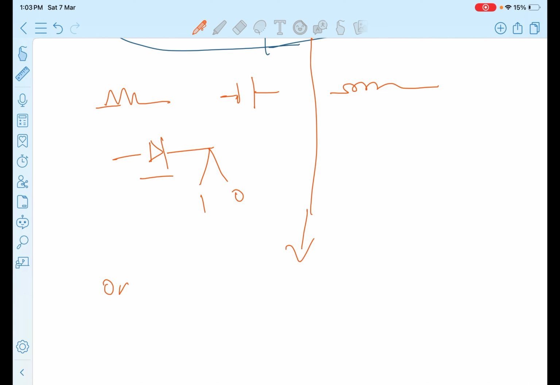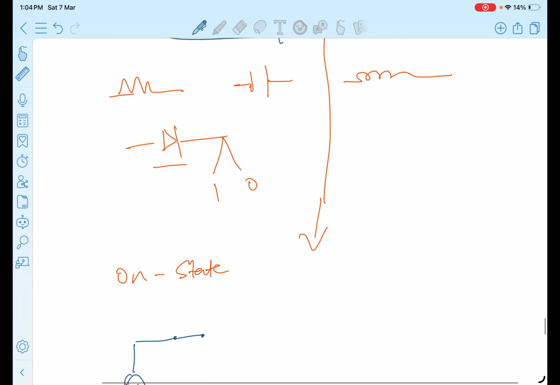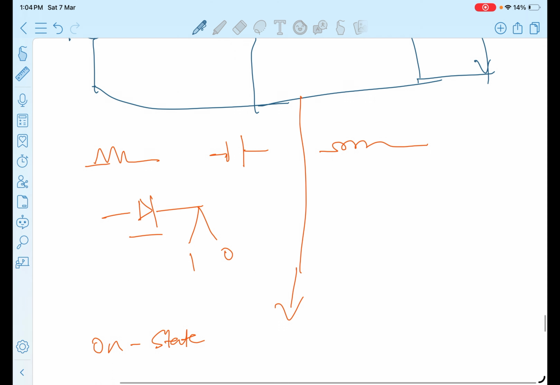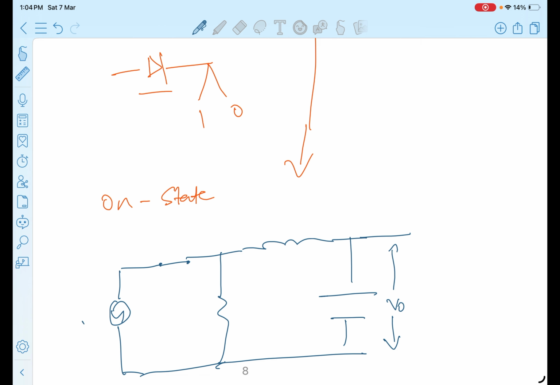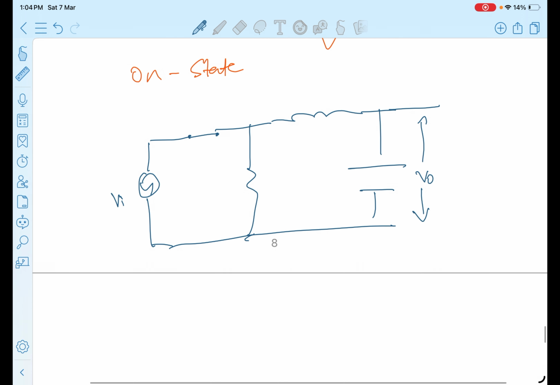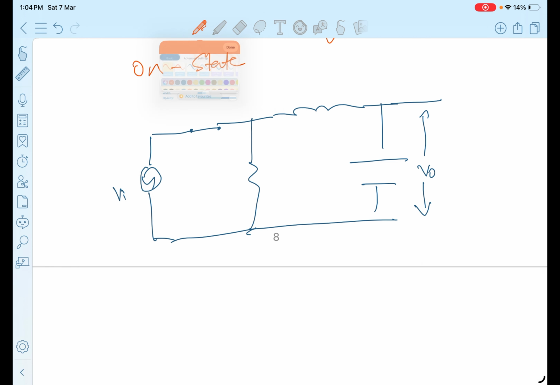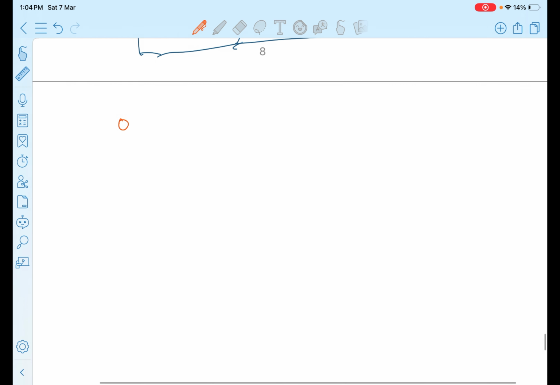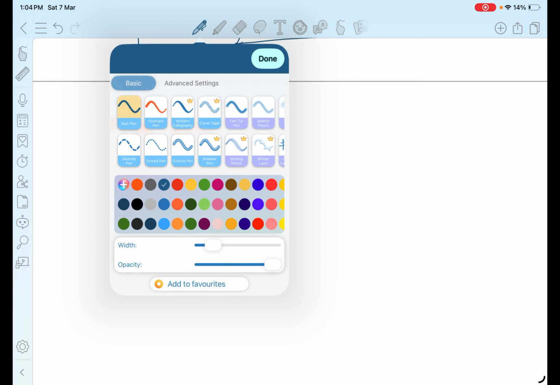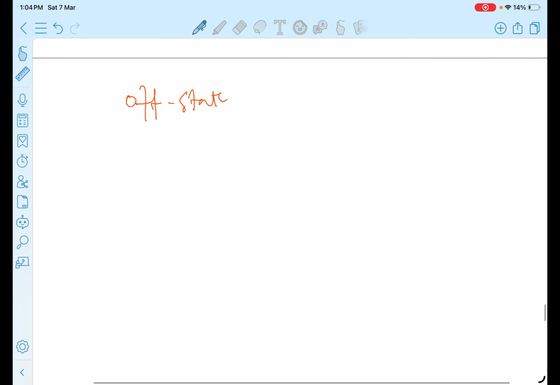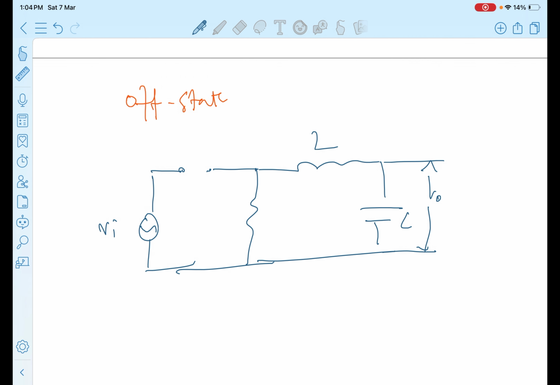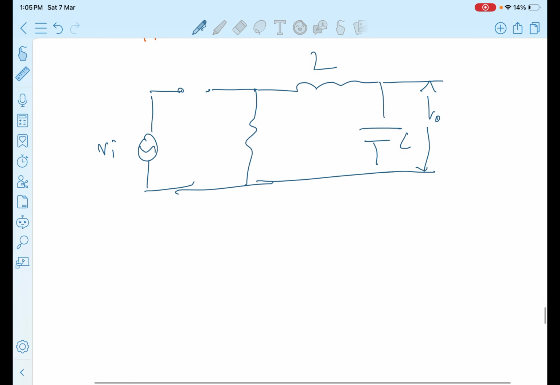For on state, the circuit will be closed, and this is how the circuit looks for on state. For off state, you just have to replace the same switch with an open circuit. This is how you have to derive two circuits and you have to apply KCL and KVL accordingly.